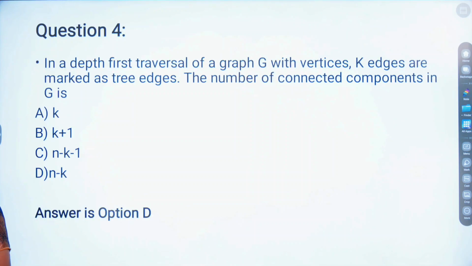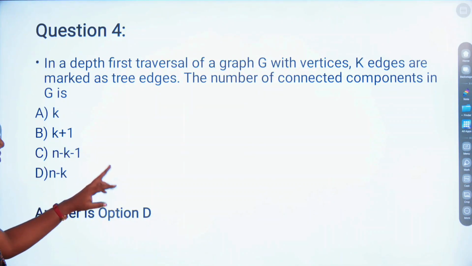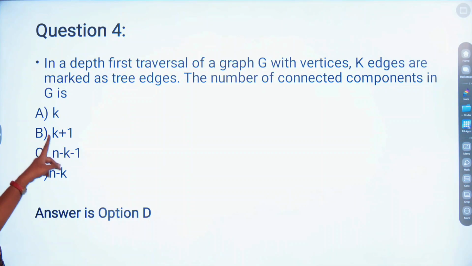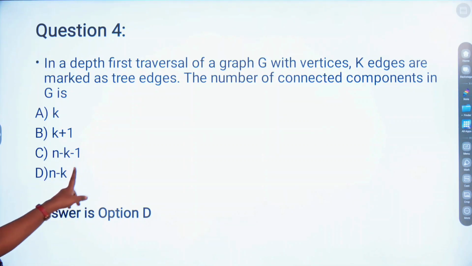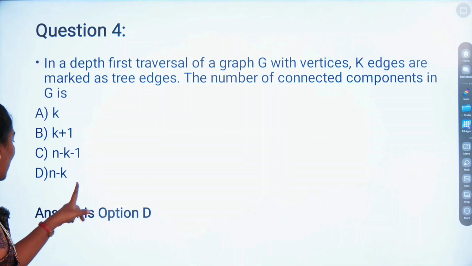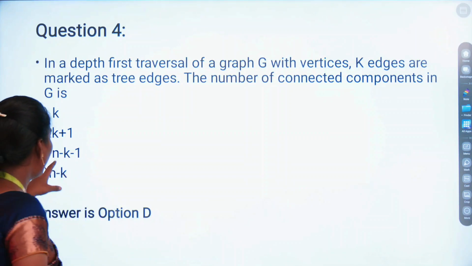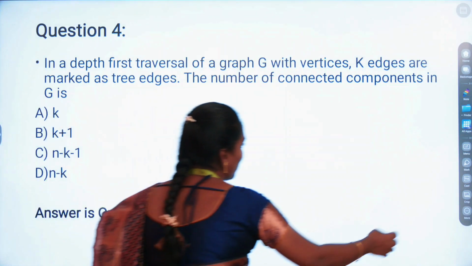Next, let us go to the next question: in a depth first traversal of a graph G with N vertices, K edges are marked as tree edges. The number of connected components in G is: option A is K, option B is K plus 1, option C is N minus K minus 1, option D is N minus K, and they say the answer is option D. Let us check how it is possible.